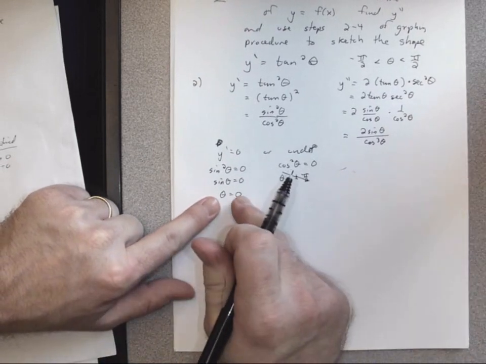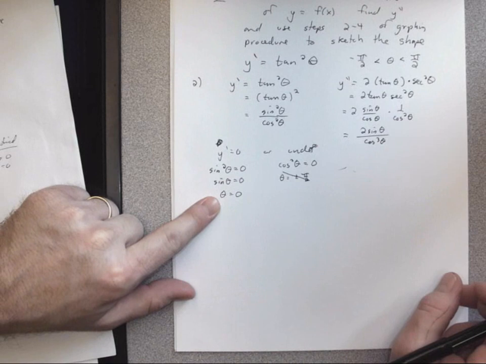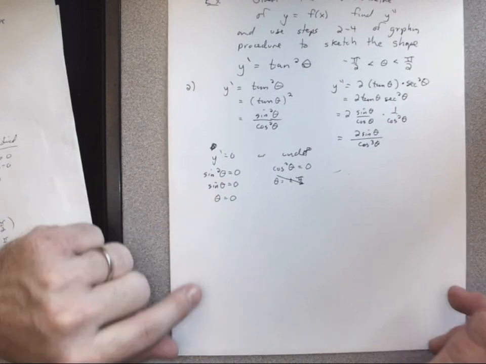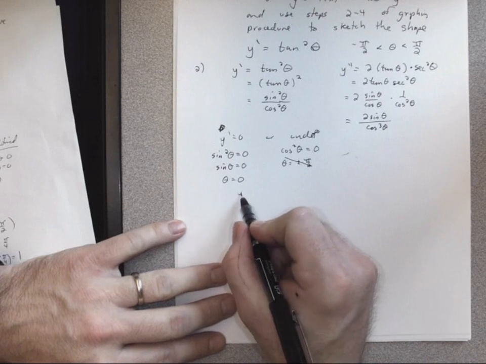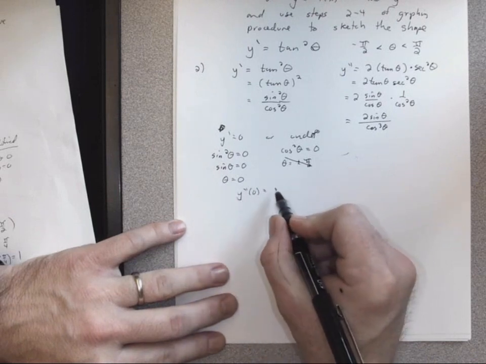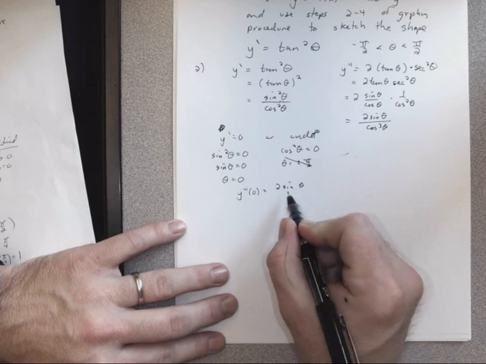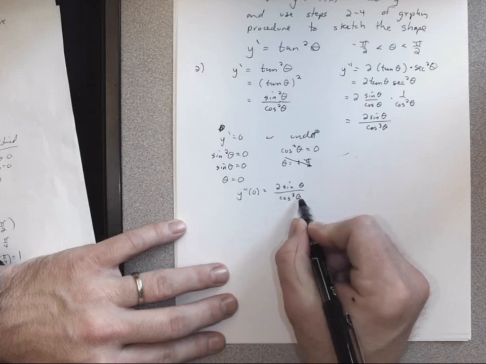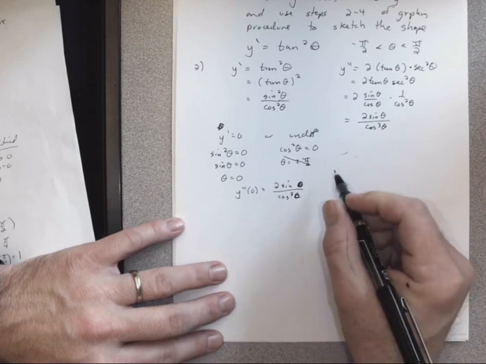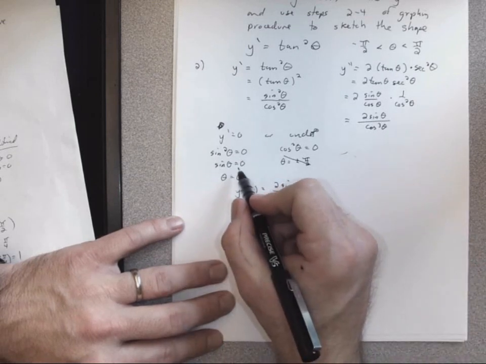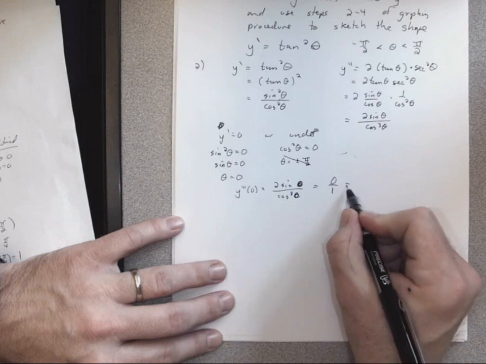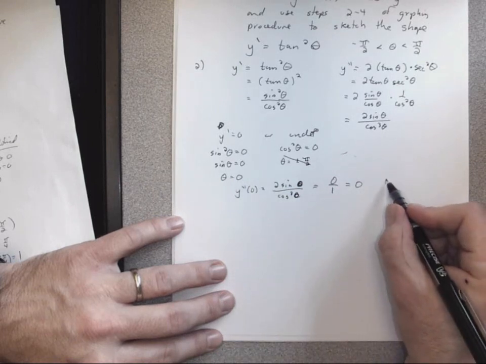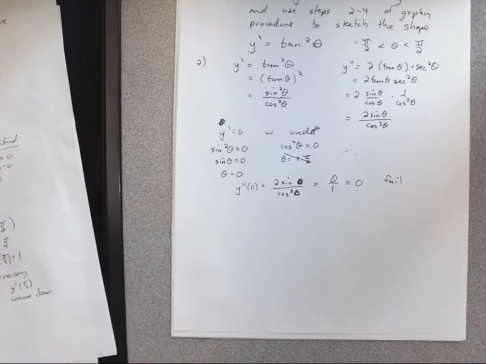So what I'm going to do is plug this into our second derivative. I'm going to see if this is a local max or a local min. y double prime of 0 is going to be equal to 2 times the sine of 0 all over the cosine cubed of 0. I know the sine of 0 is equal to 0. We just showed that. So this is 0 over cosine of 0, which is 1, so this is equal to 0, so it's inconclusive. So the test fails. I don't know if this is a local max or a local min. Probably an inflection point.